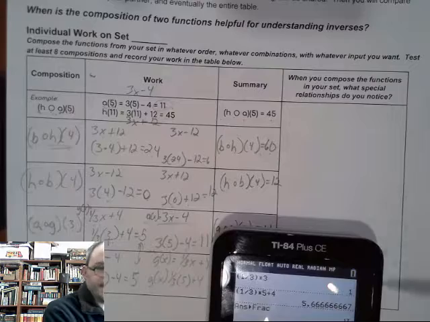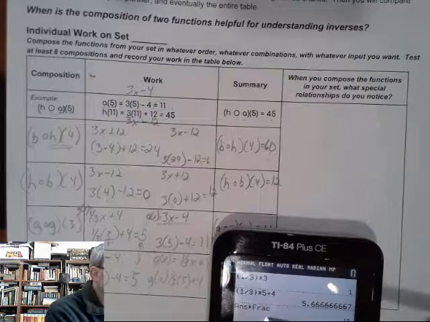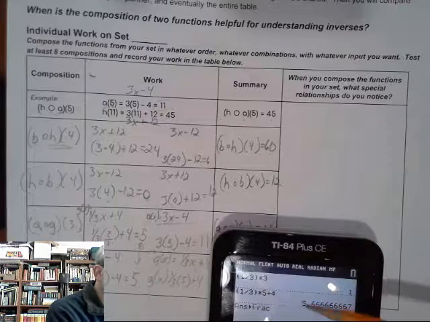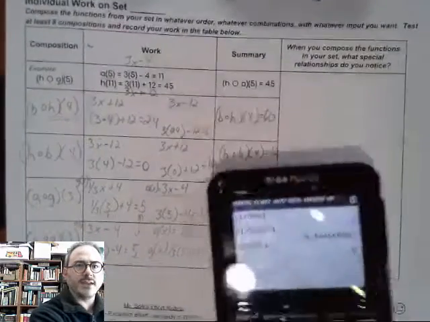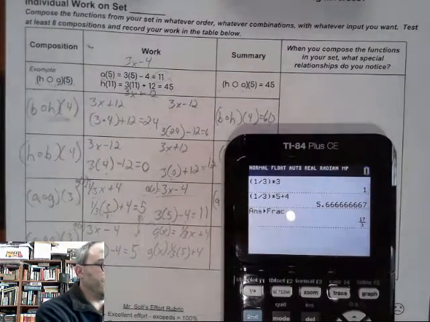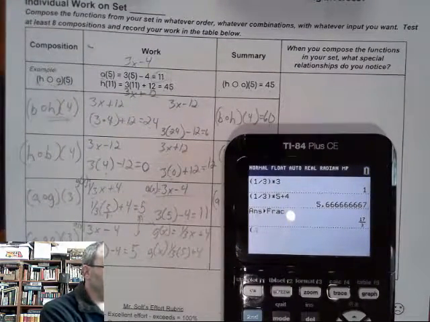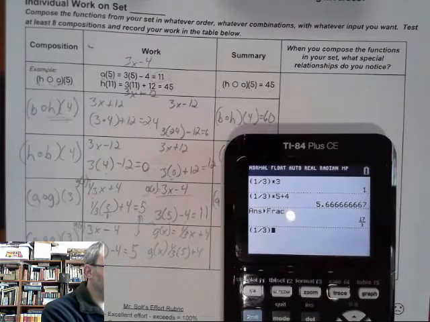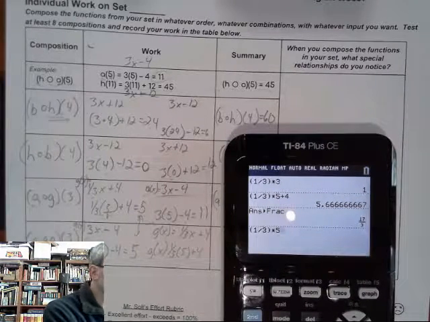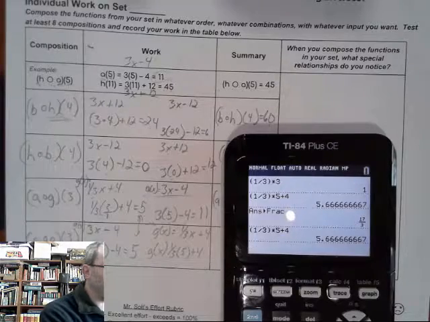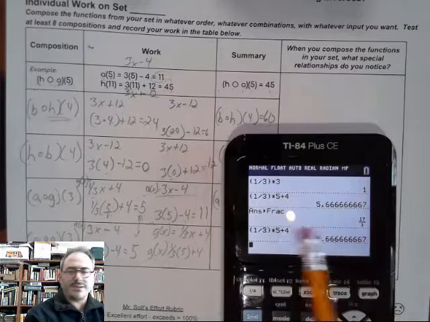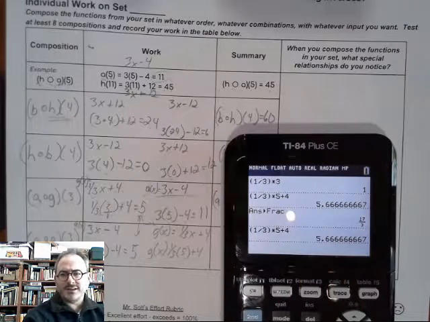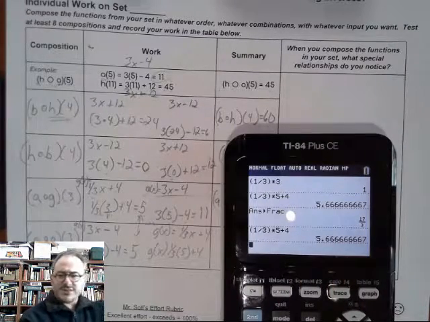So when I plugged in 1/3 times 5 plus 4, I got 5.666. Now, you can't really see what I'm doing there, can you? When I had 1/3, 1 divided by 3, times 5 plus 4, I get this 5.66666. I don't like this long number. This is what it's telling me, that this is an irrational decimal, that the 666 continues on forever.